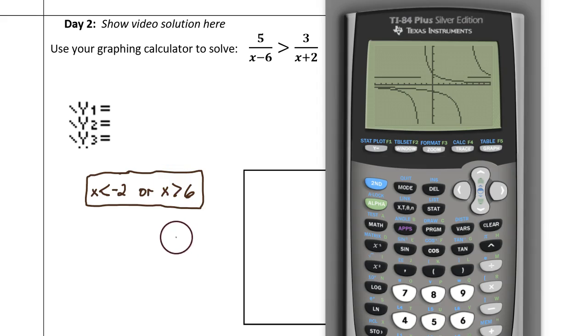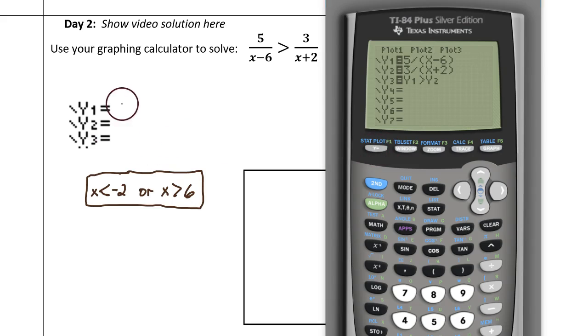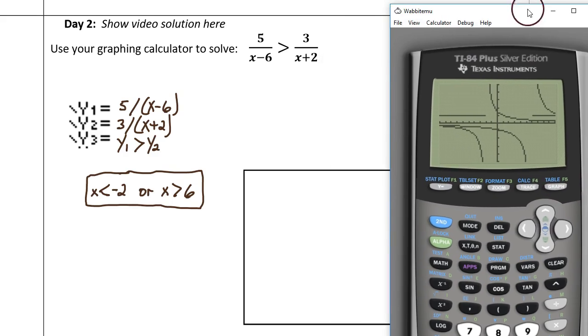Now we're asked to copy down some information. What did we put in for y1, y2, and y3? This was 5 divided by x minus 6. y2 was 3 divided by x plus 2. And y3 was y1 is greater than y2. Next, let's show the graph window.